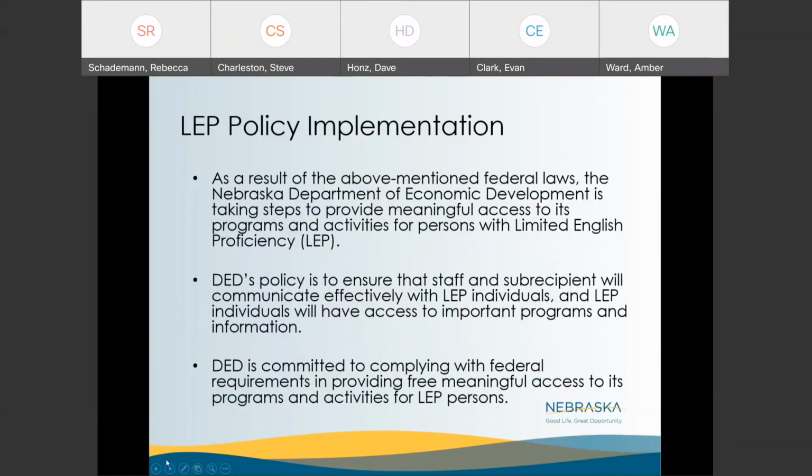As a result of the above-mentioned federal laws, Nebraska Department of Economic Development is taking steps to provide meaningful access to its programs and activities for persons with limited English proficiency. DED's policy is to ensure that staff and subrecipients will communicate effectively with LEP individuals, and LEP individuals will have access to important programs and information. DED is committed to complying with federal requirements and providing free, meaningful access to its programs and activities for LEP persons.